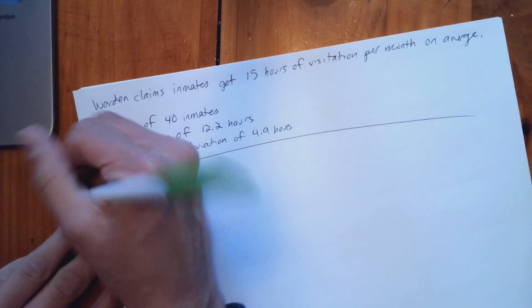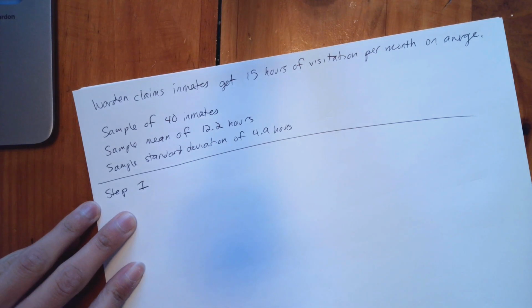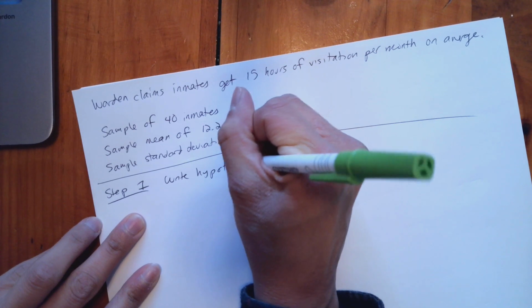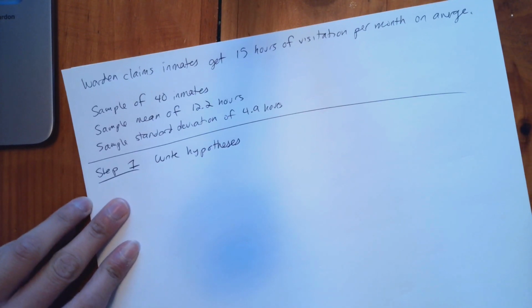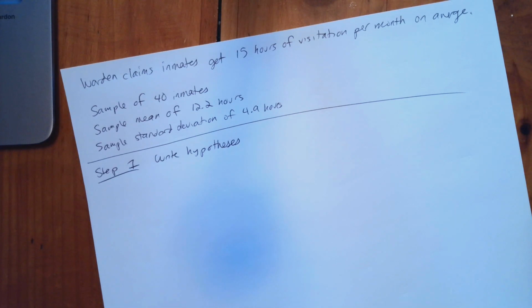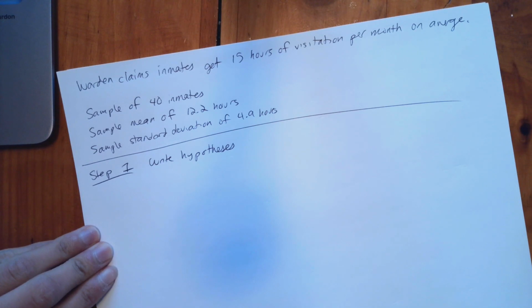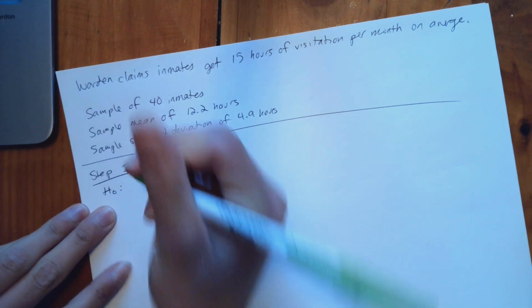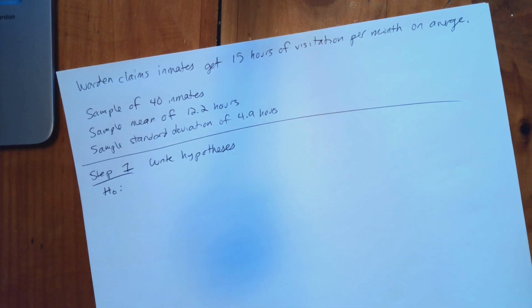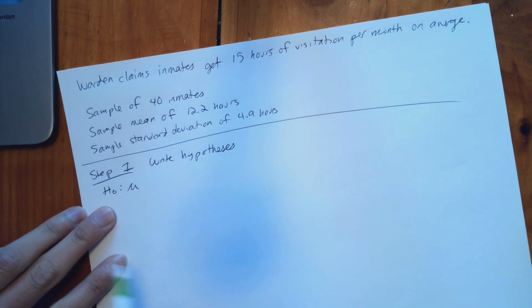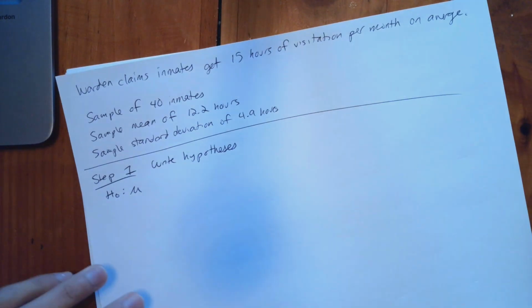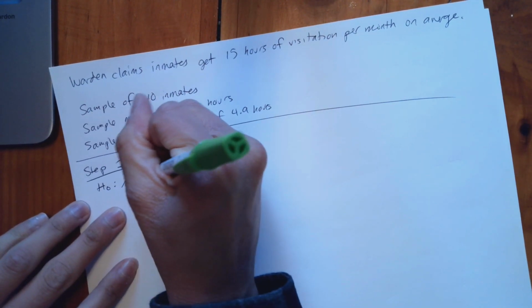So start with step 1, which is to write hypotheses. And again, with hypotheses, we're talking about a null hypothesis and an alternative hypothesis. Your null hypothesis is some statement that we're going to see if we can disprove with our sample, or fail to disprove. And we're going to write our null hypothesis using this null hypothesis notation here. So our null hypothesis is that the average number of hours of visitation that inmates get is 15.